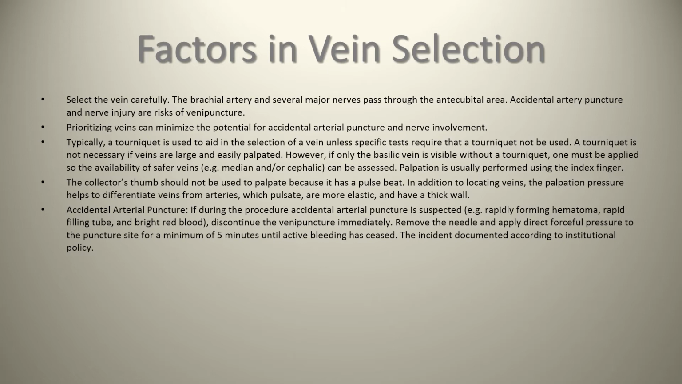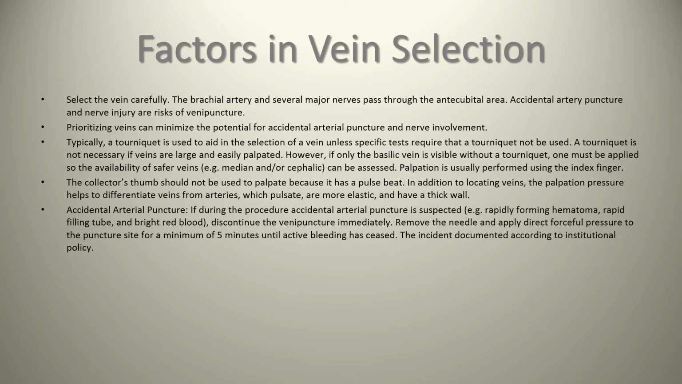If you do get an accidental arterial puncture, it is suspected when you see something like a rapidly forming hematoma, rapid filling of the tube, and bright red blood. Discontinue the venipuncture immediately. Remove the needle and apply direct forceful pressure to the puncture site for a minimum of 5 minutes until active bleeding has ceased. Documenting the incident according to institutional policy is also recommended.